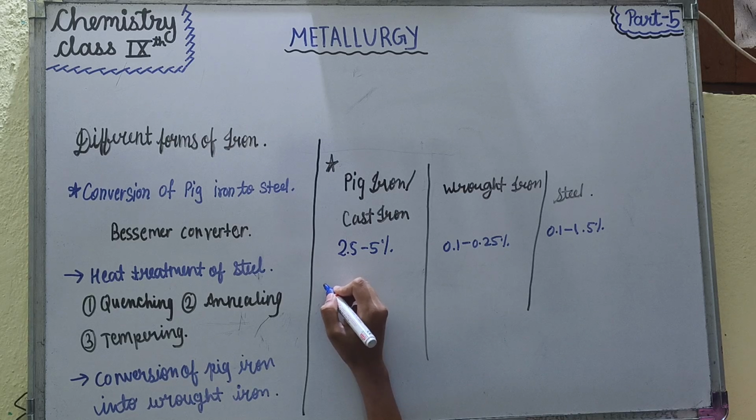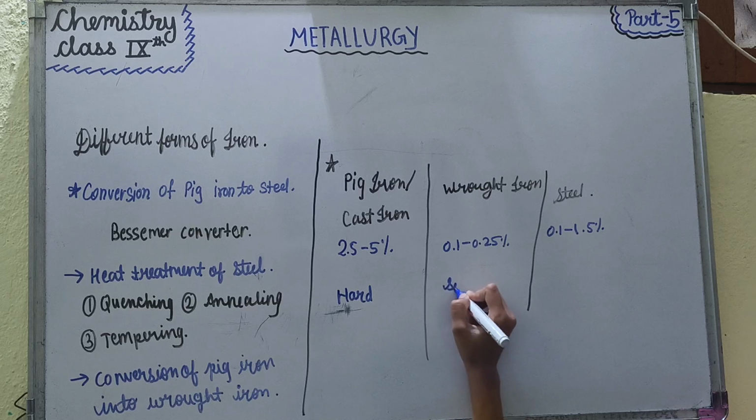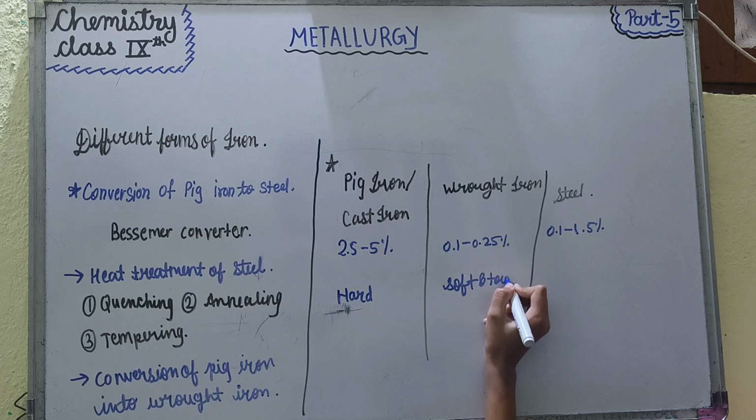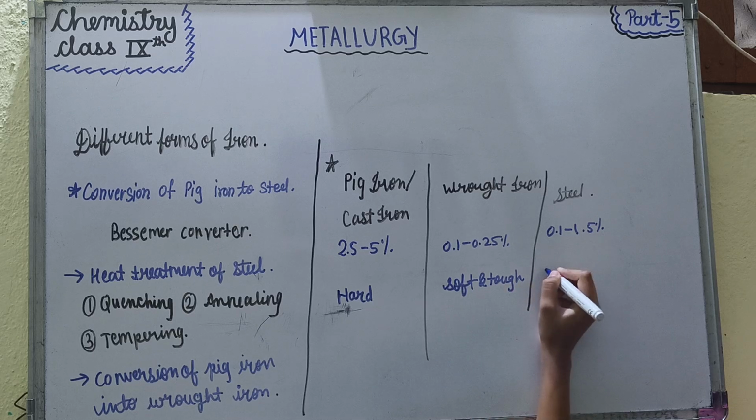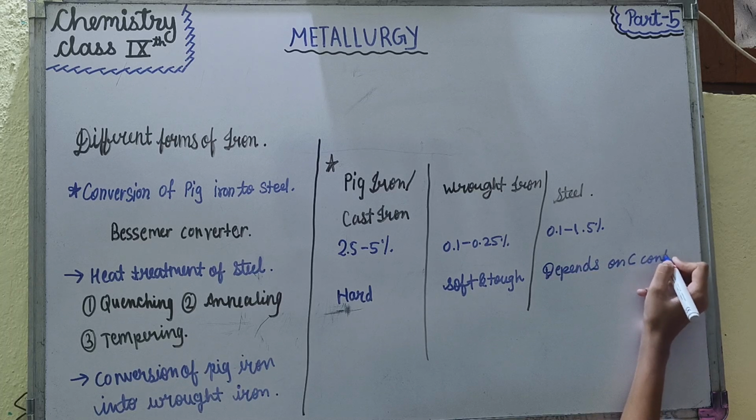Nature of pig iron is non-malleable, non-ductile and cannot be tempered or welded. Wrought iron's nature is malleable, ductile, can be welded and tempered. Steel is malleable, ductile and can be welded and tempered. Regarding hardness, pig iron is hard. Wrought iron is soft and tough. Steel depends on carbon content.